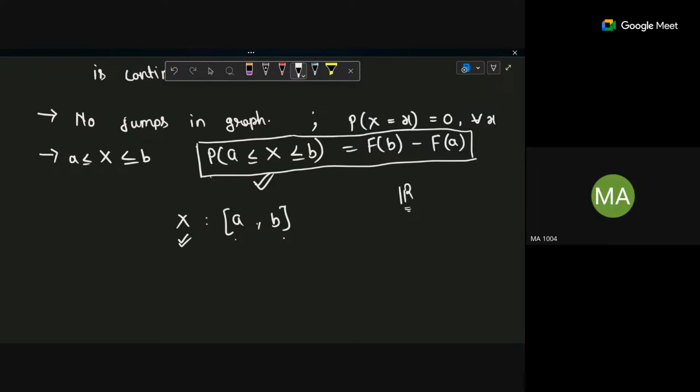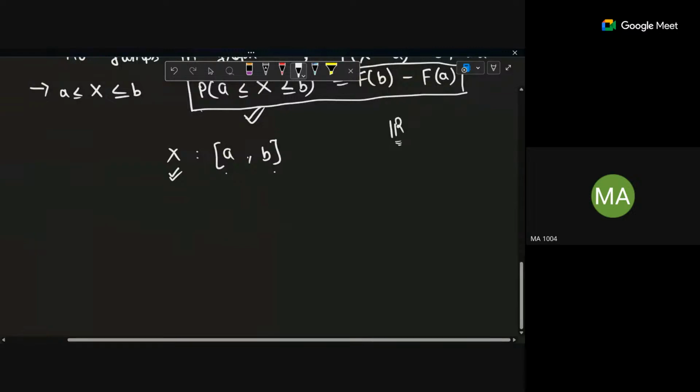Okay, got it? Yes ma'am. So this is nothing but the probability that your random variable will take values between the given values a and b, and how is it being calculated? Using the CDF function, you are calculating it as f of b minus f of a. Okay. Ma'am, one question here.